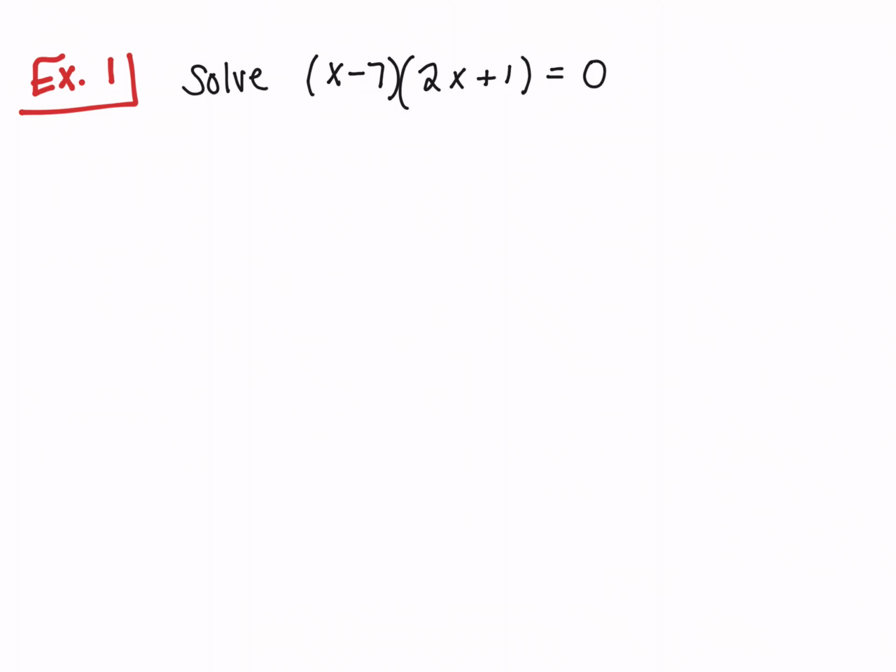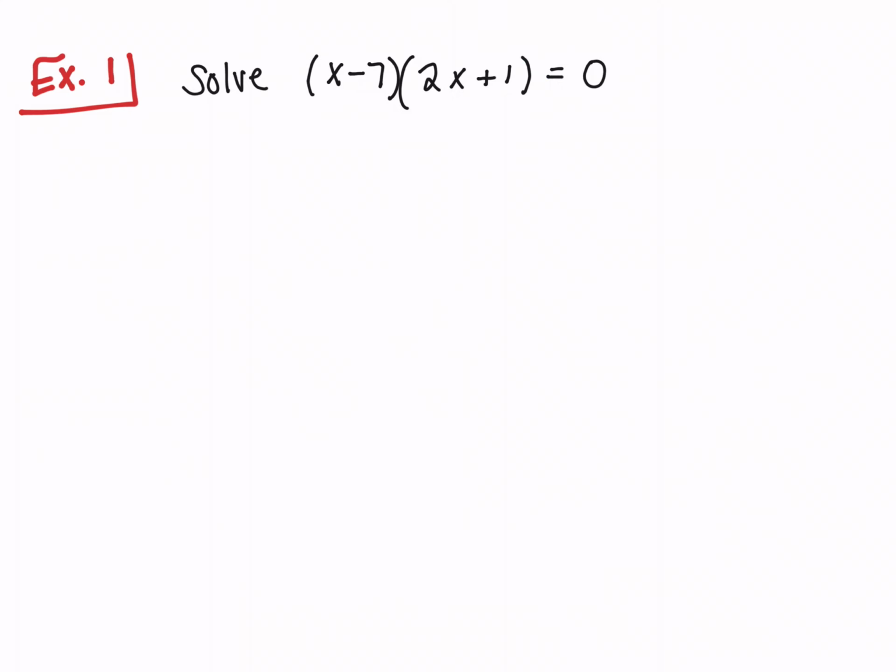So we have this example that says solve, and it's actually already factored. So we have one factor, which is x minus 7, and one factor that is 2x plus 1. And it's already set equal to 0. So the zero product property says if we have two things being multiplied, which we do, this is already factored, and we have two things being multiplied and they're both set equal to 0, then one or the other factor must be equal to 0.